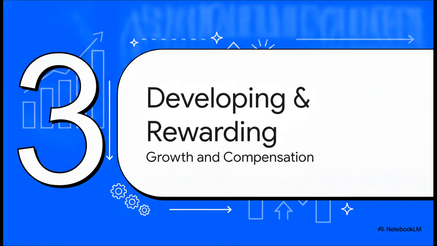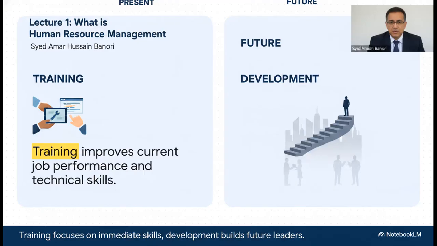Section 3, Developing and Rewarding. So now that we have top-tier talent securely inside the organization, what happens next? This brings us to the 5th HR function, and the distinction here is super vital. Training and development are almost always lumped together, but they serve entirely different purposes.